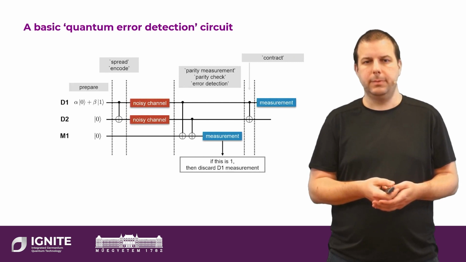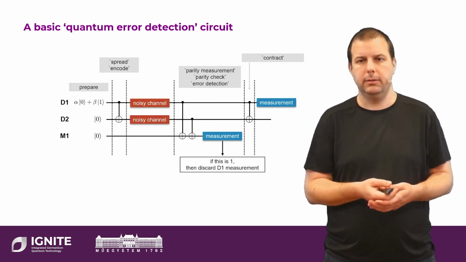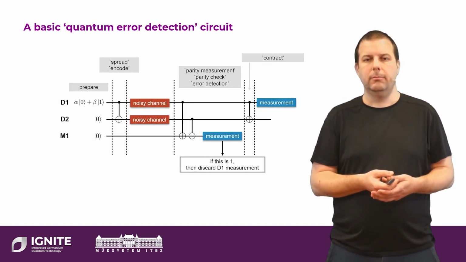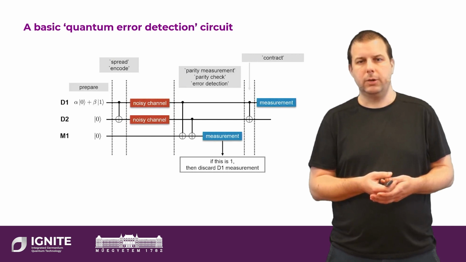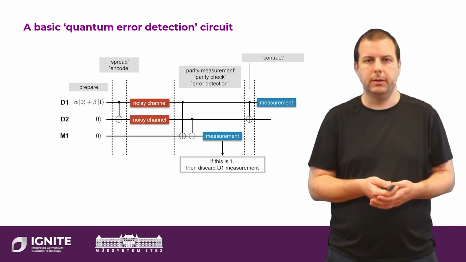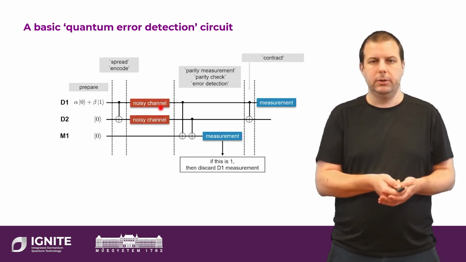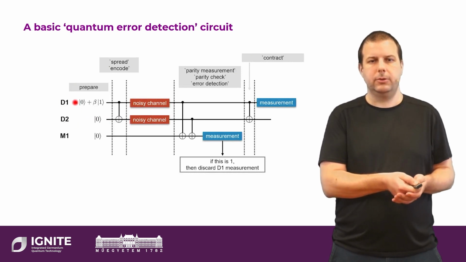Now, this parity measurement can be used either in a basic quantum error detection circuit, or in a basic quantum error correction circuit. On this slide, I'm showing the quantum error detection circuit, where I actually summarize what I told before. So I have these two data qubits and I have this measure qubit.